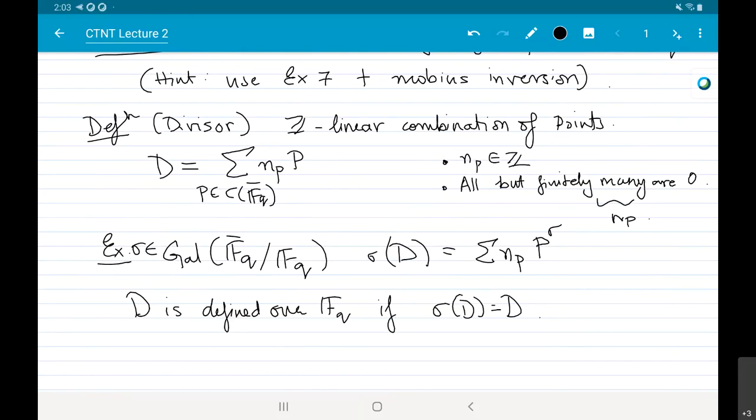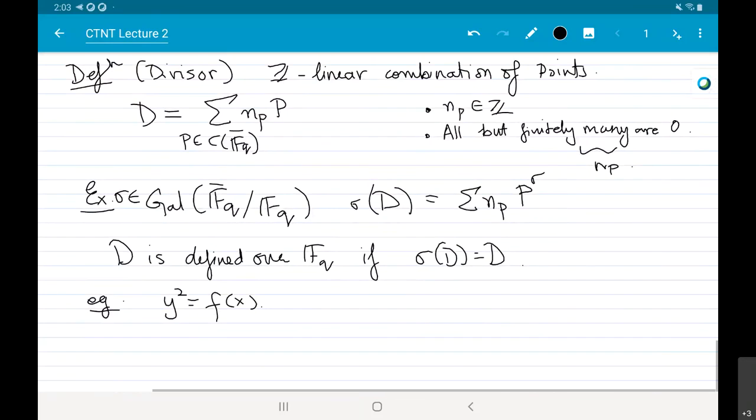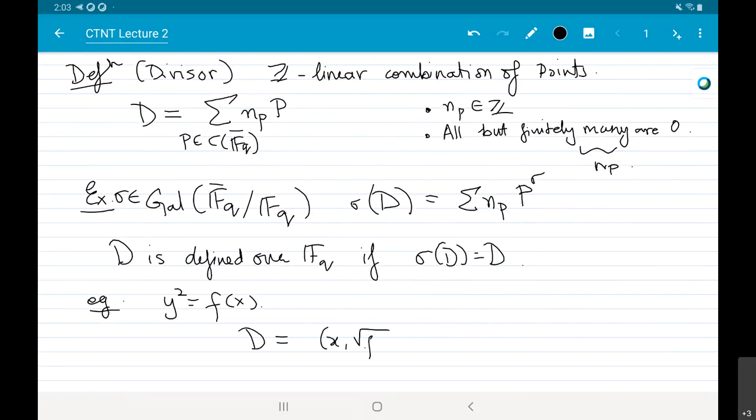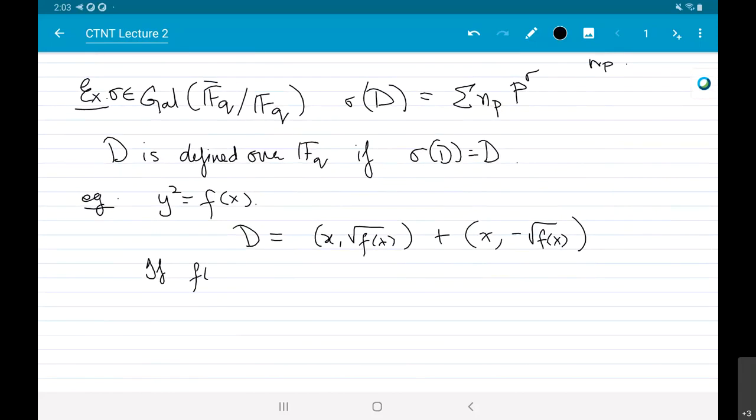if sigma D equals D. Okay, so here is an example. Our favorite example is going to be a hyperelliptic curve because it's so easy to work with. And we're going to take D to be the points x, square root of x, plus x, negative square root of x. Right? So now if f(x) is not a square, then each point is defined over a degree 2 extension. Each point is quadratic.